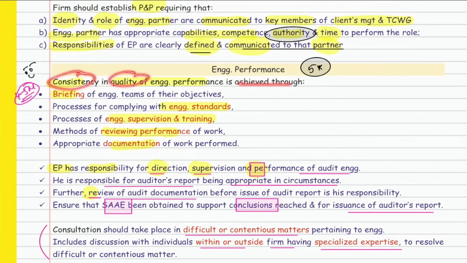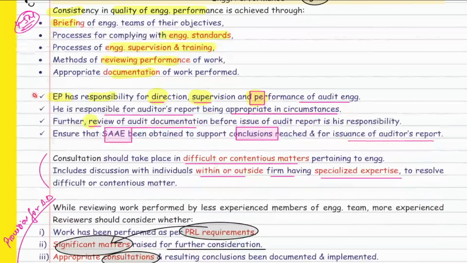Now, if you come to the notes, same points are given. Consistency in the quality is achieved through briefing the team about the compliance with engagement standard. This is direct. Next point was supervise and review. Review the documentation of work performed.